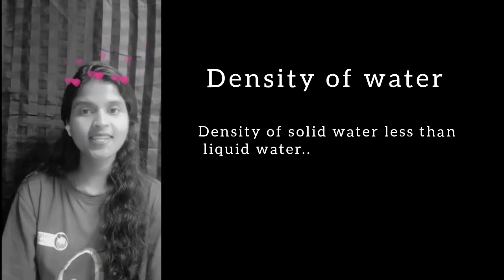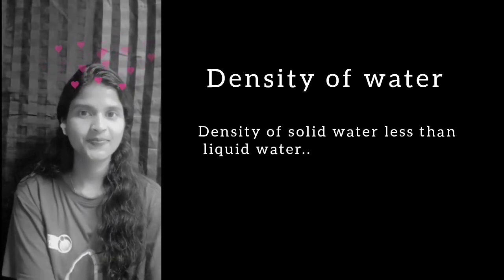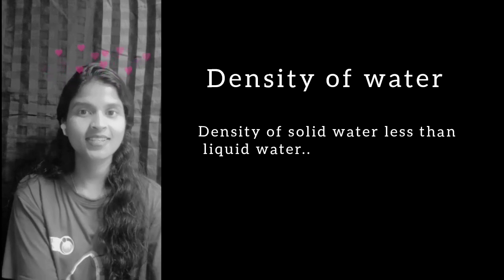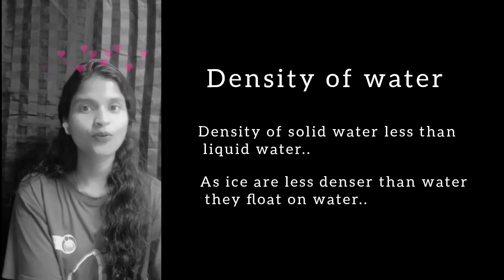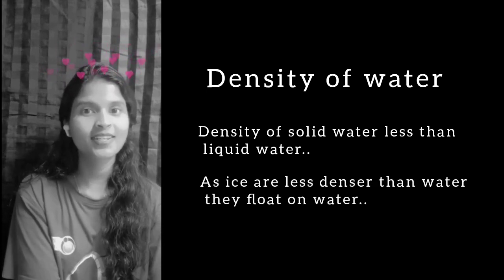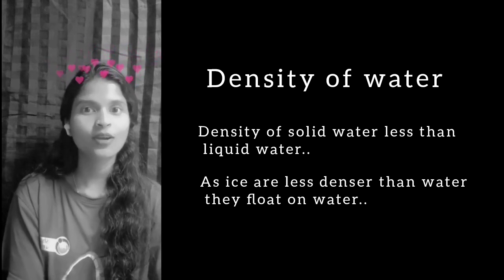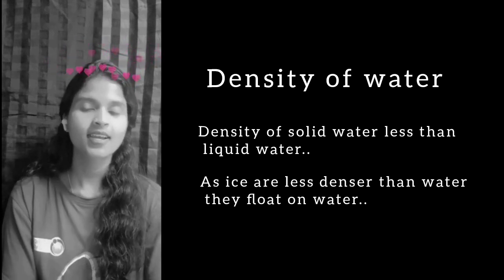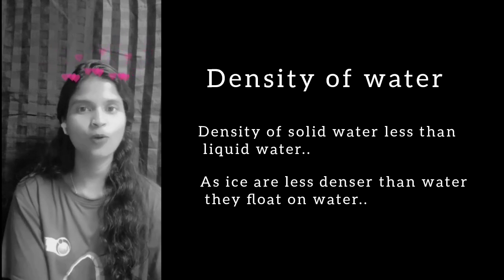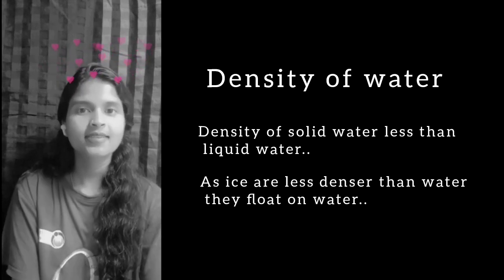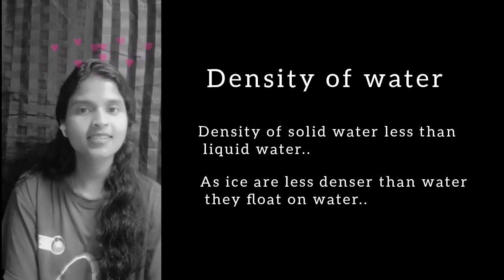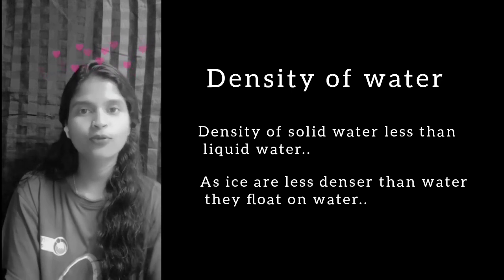You might have seen ice floating on water. The density is the reason why ice floats on water. So the solid state of water is less dense than the liquid state of water. The solid state of water is nothing but ice, and the liquid state of water is water. So here the ice is less dense than the water. That's why it floats on the water.